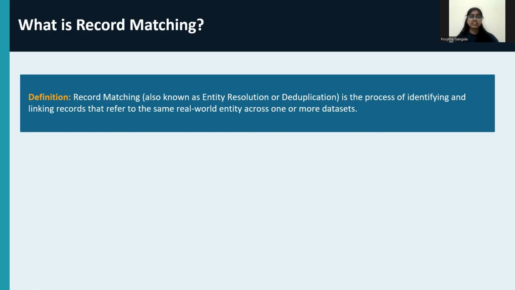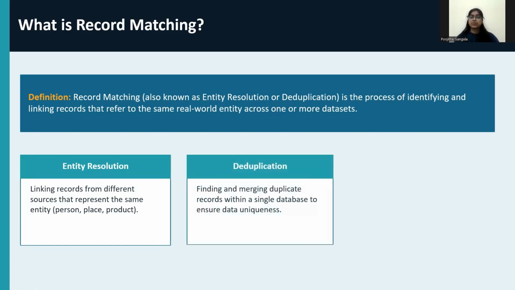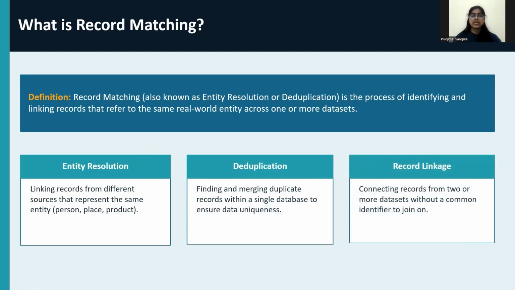There are three related terms. The first one is entity resolution. It means matching records from different data sets. The second one is deduplication. It means removing duplicate records within a single data set. And the third one is record linkage. It means connecting records when there is no common identifier. So overall, record matching helps in cleaning data, connecting and organizing data correctly.